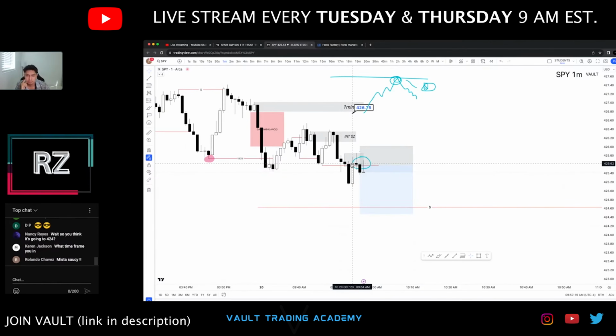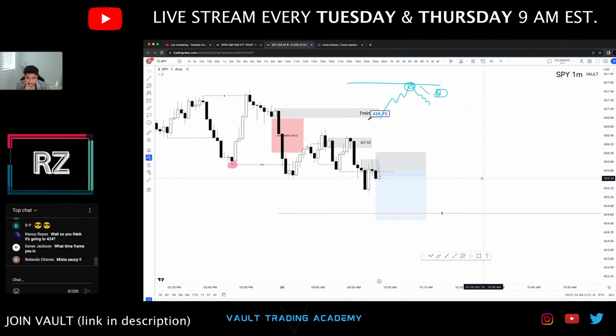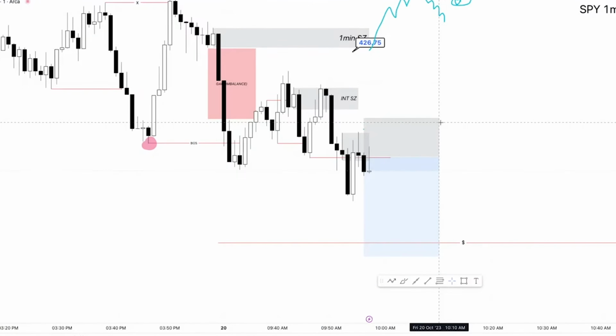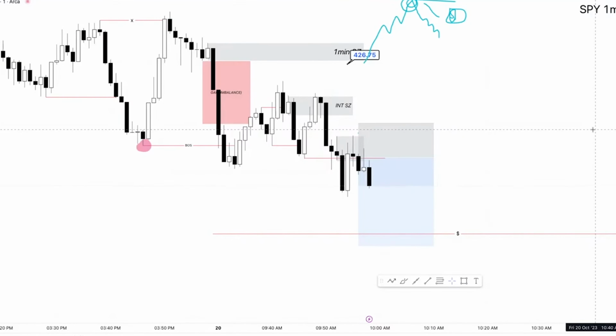And let me just delete that real quick. And so again, if the 1 minute is giving me a bearish indication and telling me to go short, then I'm going to go short.